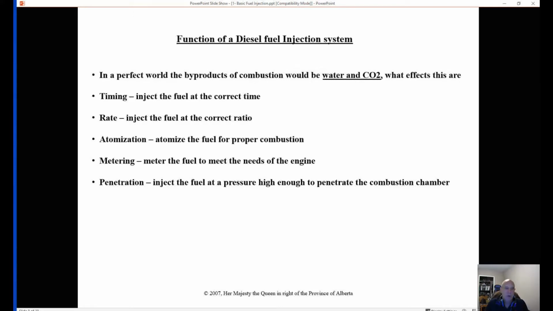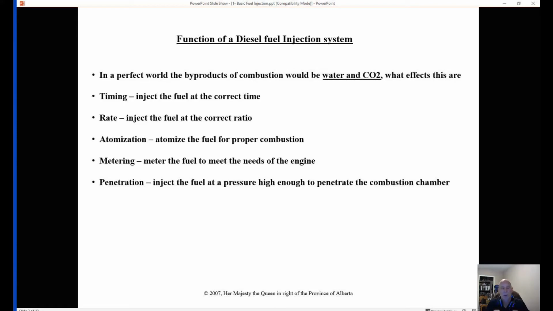So a couple of things we need to know. Timing: injecting the fuel at the correct time, not too early, not too late. The rate: injecting the fuel at the correct ratio so that we're not overfueling or underfueling. Atomization is atomizing the fuel for proper combustion. Again, we want the droplets as small as possible so that they can absorb the heat faster and turn from a liquid to a vapor. Metering the fuel to meet what the engine needs, so we're not overfueling or underfueling. And penetration: injecting the fuel at a high enough pressure to penetrate into the combustion chamber.